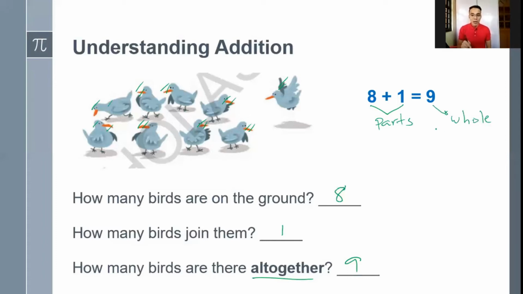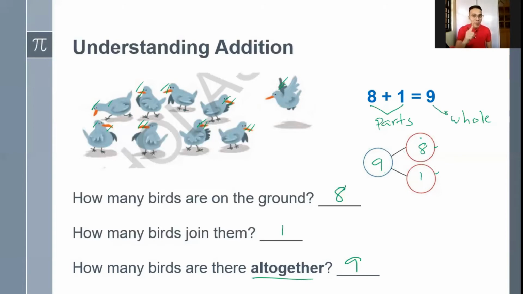And remember, parts and whole are also used in number bond. Therefore, we can write these numbers 8, 1, and 9 in a number bond. Remember, in a number bond, these are the parts, and the blue circle is what we call the whole. So we write 9 here, and we write 8 and 1 in the parts.